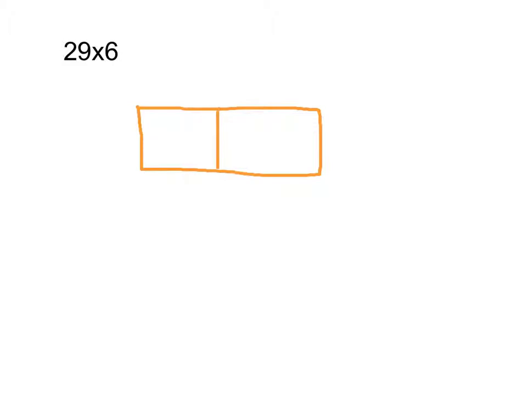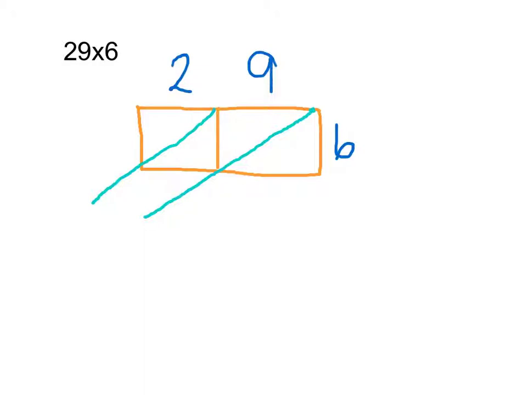I start off with two boxes that are side by side. I then am going to write my problem, 29 times 6. When using lattice, you're going to start and divide the boxes with diagonal lines. Then you'll be able to start multiplying.